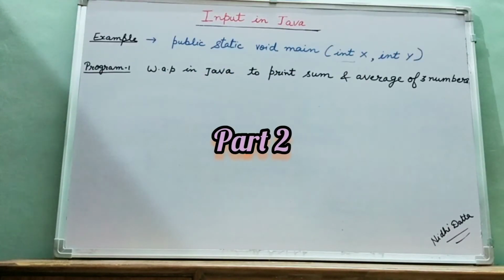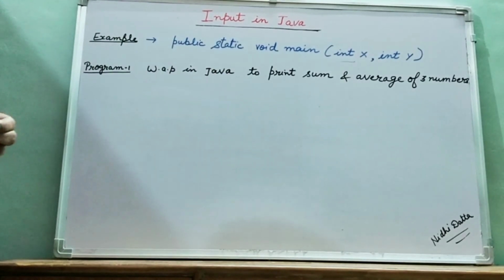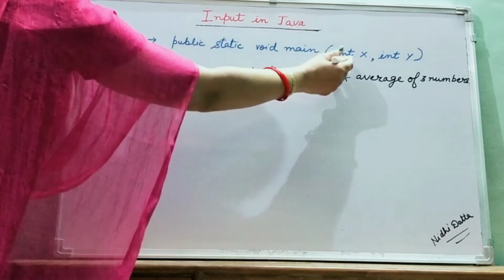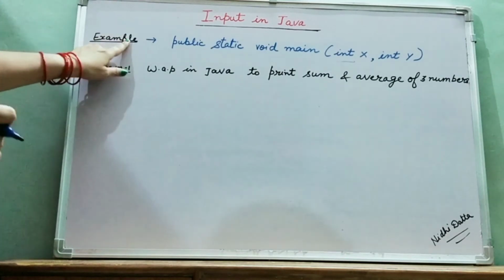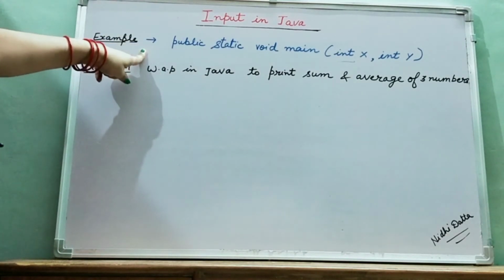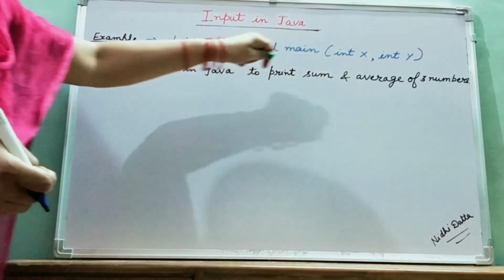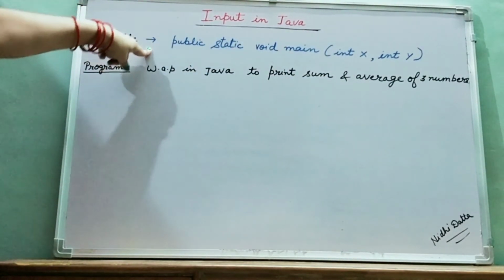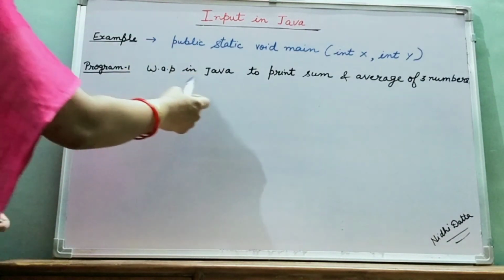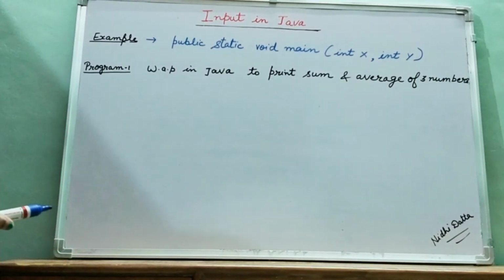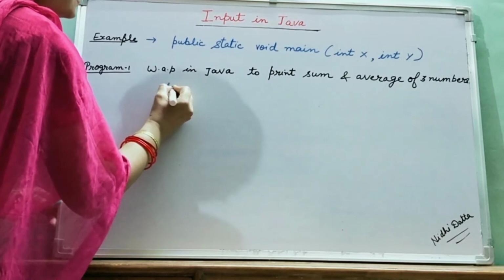Now I'm starting with an example: public static void main with integers x and y. It is an example of using a function argument. This example gives the output after processing, taking the variables as input. Now I'm explaining an example: write a program in Java to print the sum and average of three numbers.